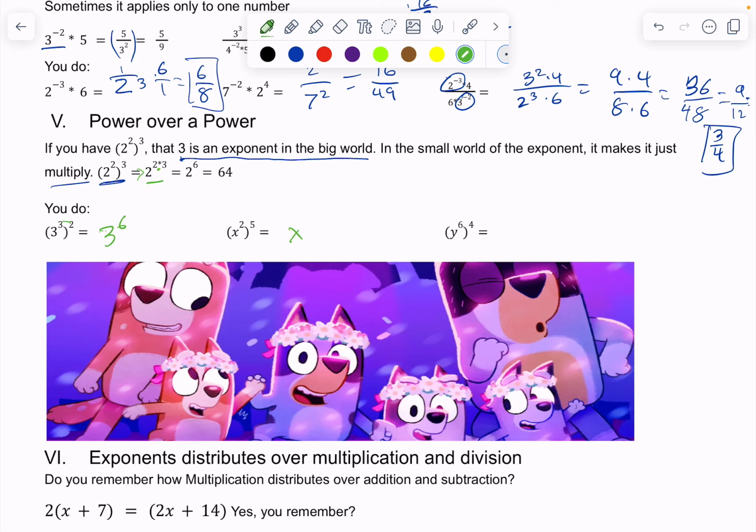This one is x to the 2 times 5 power, which is the same as x to the 10th power. y to the, what is 6 times 4? 24.